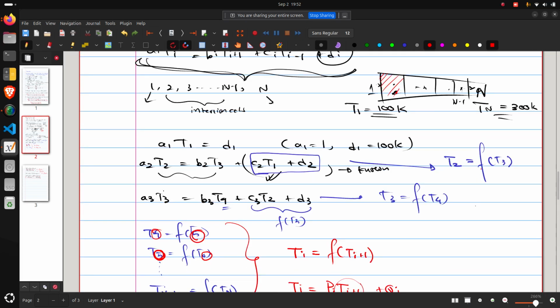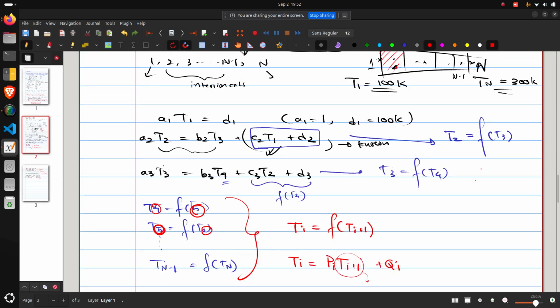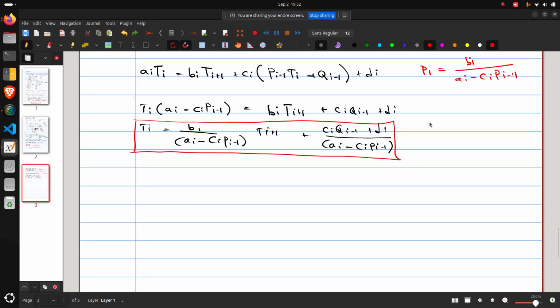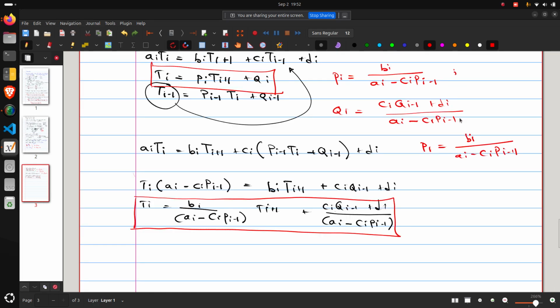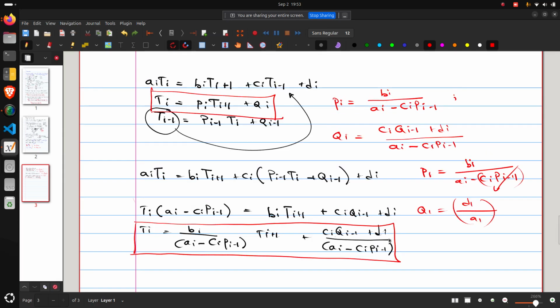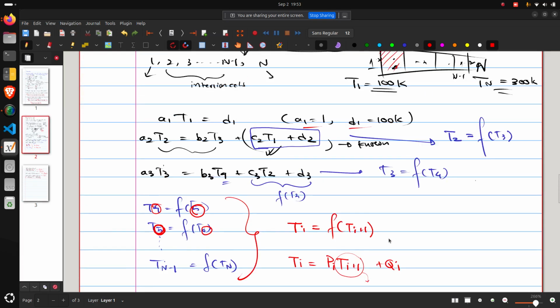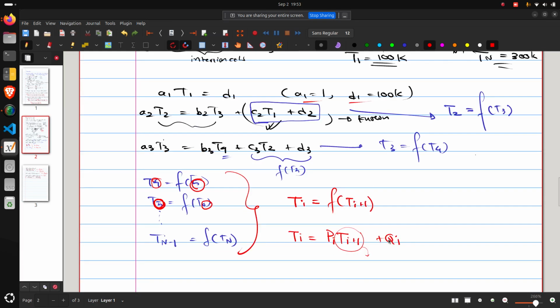Also if you remember, A1 and D1 we have already defined here. So that is why we do not consider this Pi-1 term. This automatically vanishes, and similarly for Q1 we will only have D1 by A1. Okay. I hope it clears your doubt.